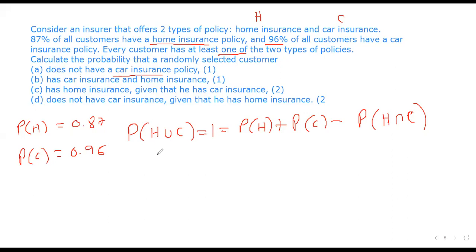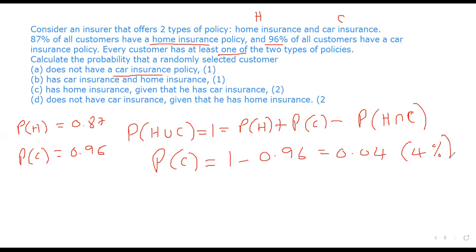It's just the complement of C. So we know that C is 96%. So the complement of C is 1 minus 0.96, which is 0.04, or 4% if you want. On this one, are we together? Yes. All right.